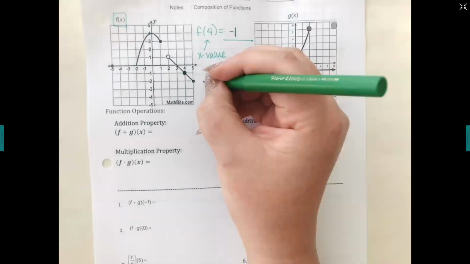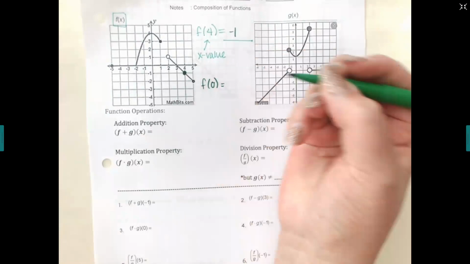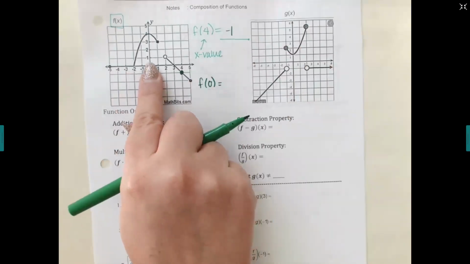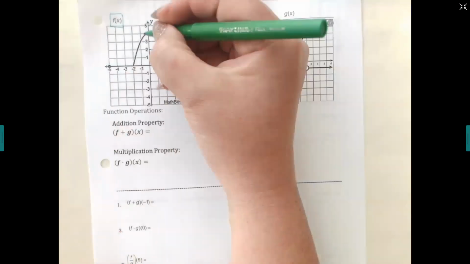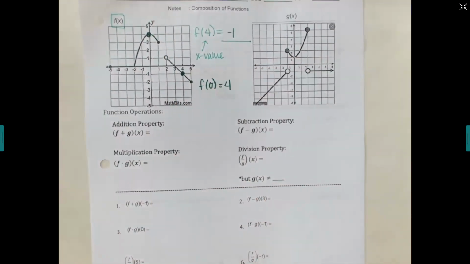What if I wanted f of, let's say, 0? Then I would go here to 0 right in the middle. How many up would I have to go? I see my dot is at 4. So just a quick little recap on that before we get into the questions that are below that.